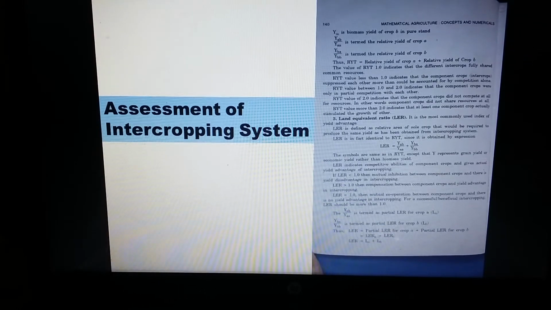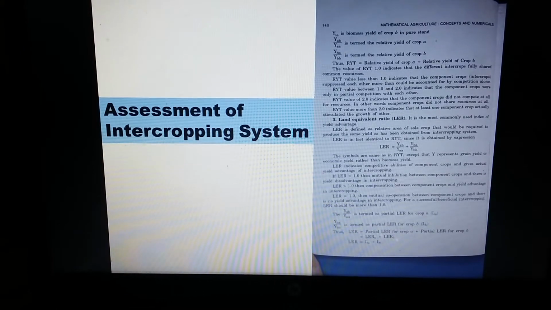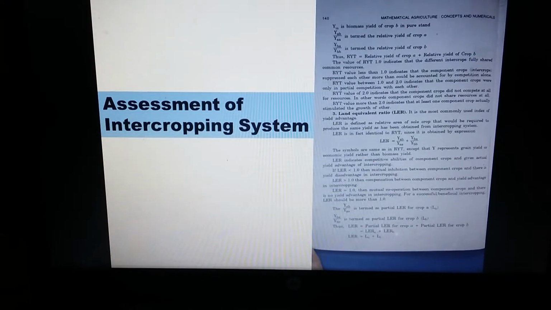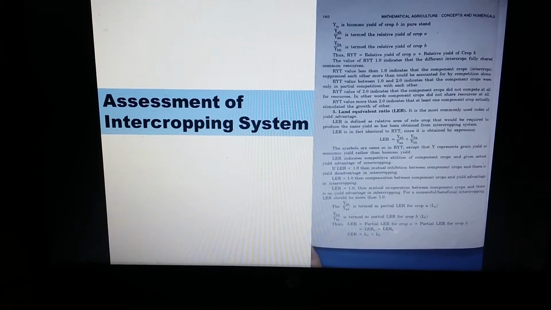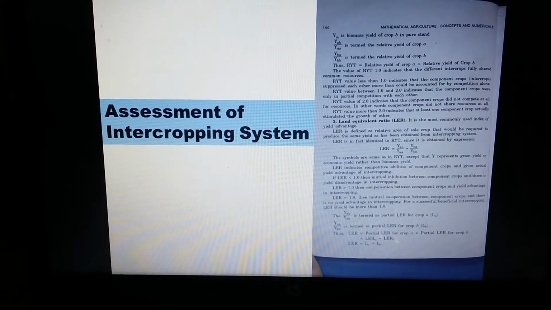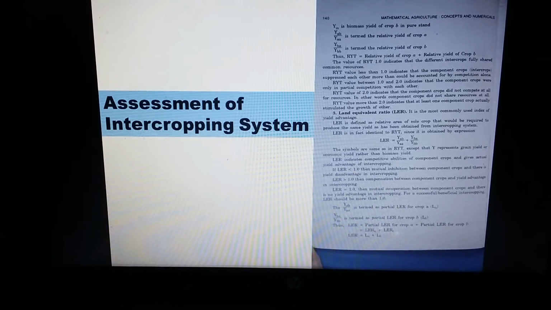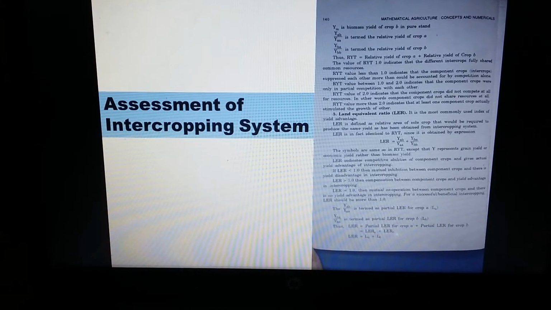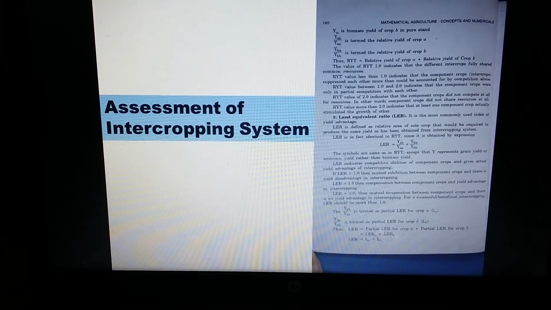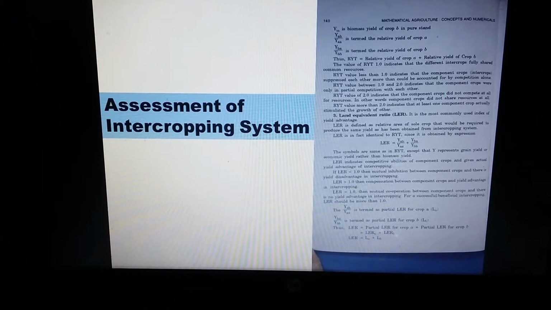If LER is less than 1, then there is mutual inhibition between component crops and there is a yield disadvantage in intercropping. If LER is more than 1, then there is compensation between component crops and yield advantage in the intercropping system. If LER is equal to 1, then there is mutual cooperation between component crops and there is no yield advantage at all in an intercropping system. For a successful intercropping system, the LER should be more than 1.